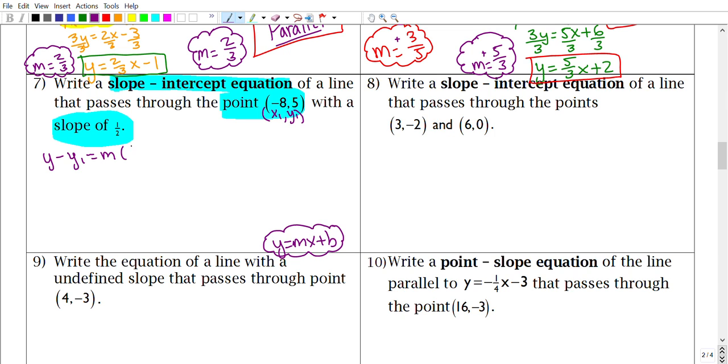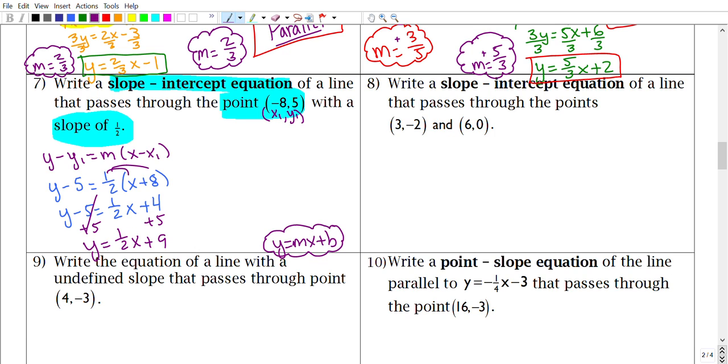If you guys remember it, again, you don't have to keep rewriting this, but if it helps, go for it. So I have y minus y1, here is a 5. My slope is 1/2. x minus a -8 is the same as a +8. Not the form I want, so I have to distribute. So what do I get? I get y minus 5 equals 1/2 x plus 4. I want to isolate the y, so I'm going to add 5 to both sides. So I get finally y equals 1/2 x plus 9.